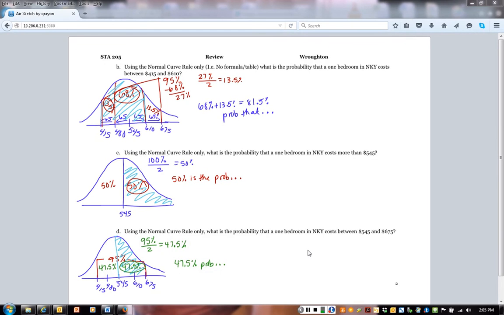Alright, so that ends the normal curve rule part of it. If you have questions on any of that, or if you need to go back and review some of the other stuff from the normals, again, that's from the week 1 material. Feel free to rewatch those videos or drop me emails about that material.